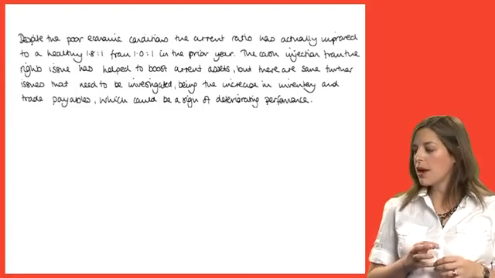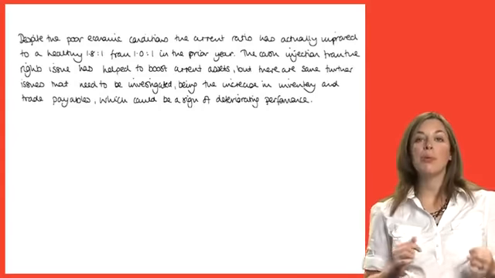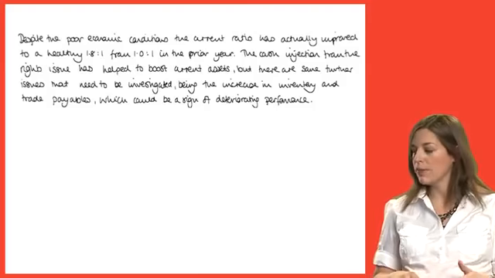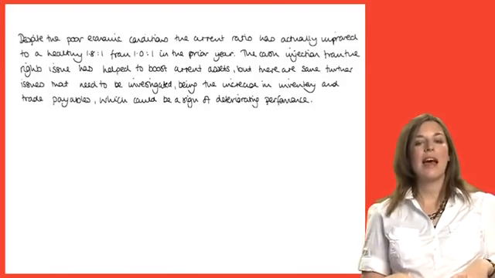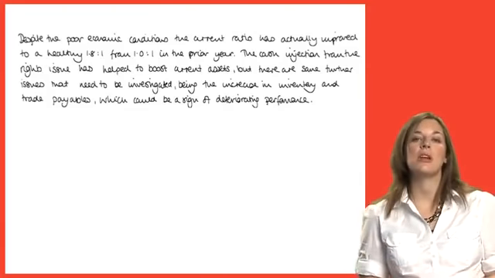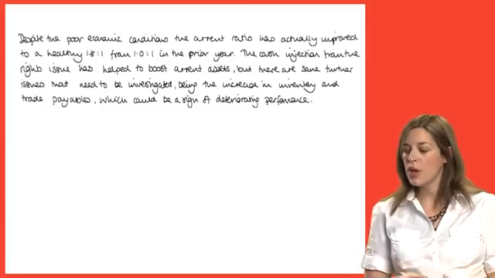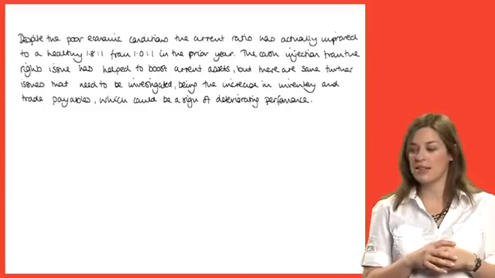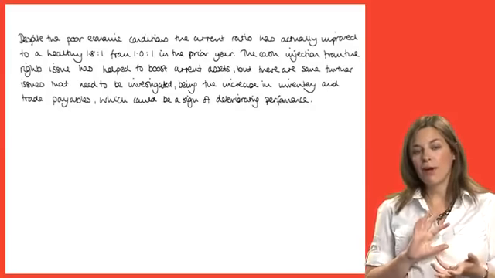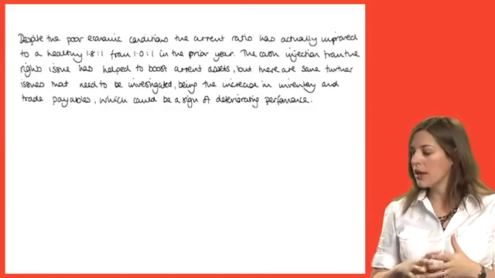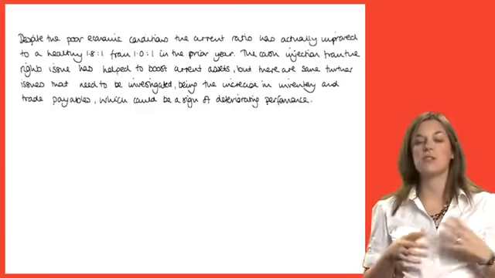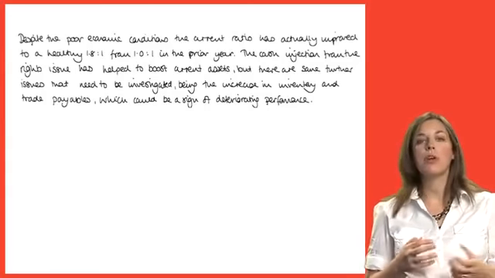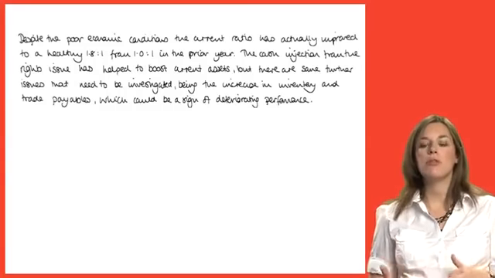So despite the poor economic conditions, the current ratio has actually improved to a healthy 1.8 to 1 from 1.0 to 1. So why has that happened? Give me an explanation. Why has the current ratio improved? Well, the cash injection from the rights issue has helped to boost those current assets. Okay. However, we probably need to do a little bit more analysis. We said here there are some further issues that need to be investigated, being the increase in inventory and trade payables, which could be a sign of deteriorating performance.